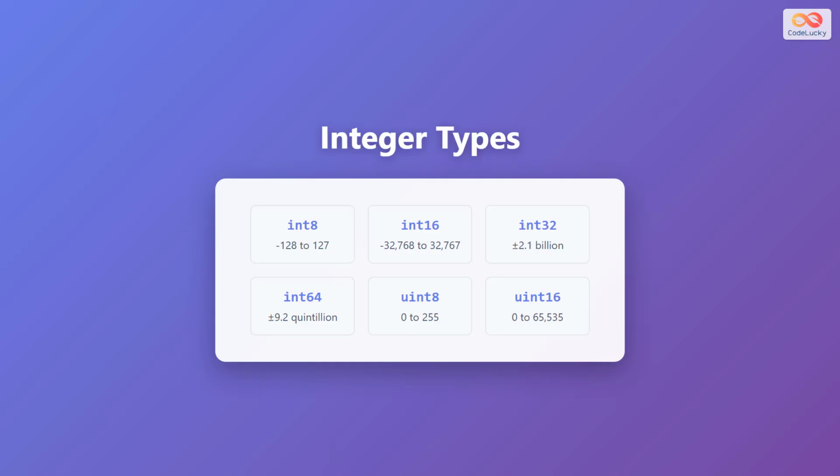Let's dive deeper into integer types. NumPy offers several integer types with different sizes. Int8 can store values from -128 to 127. Int16 ranges from -32,768 to +32,767. Int32 can hold approximately plus or minus 2.1 billion. Int64 extends this to plus or minus 9.2 quintillion. For unsigned integers, which only store positive values, uint8 ranges from 0 to 255, and uint16 goes from 0 to 65,535.